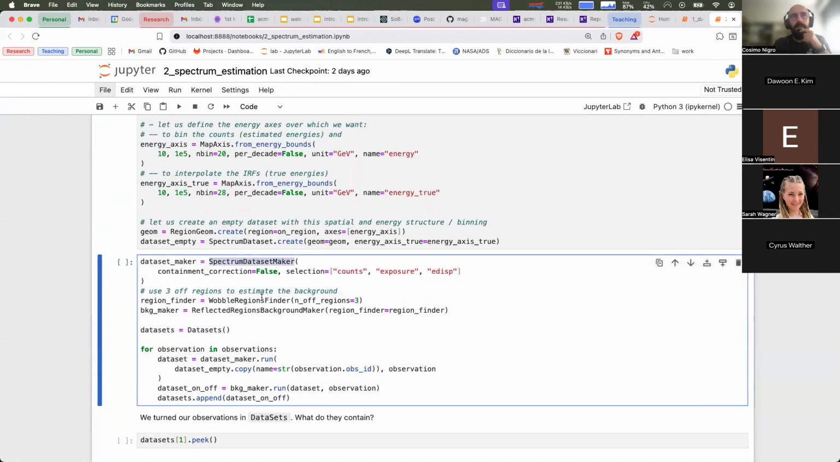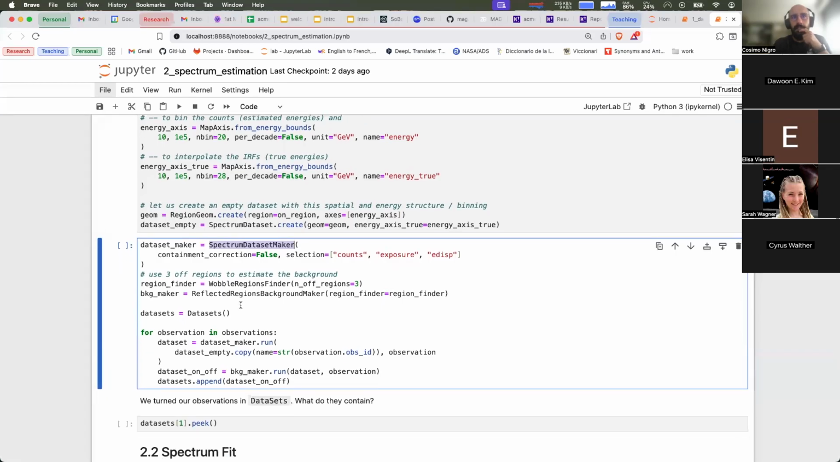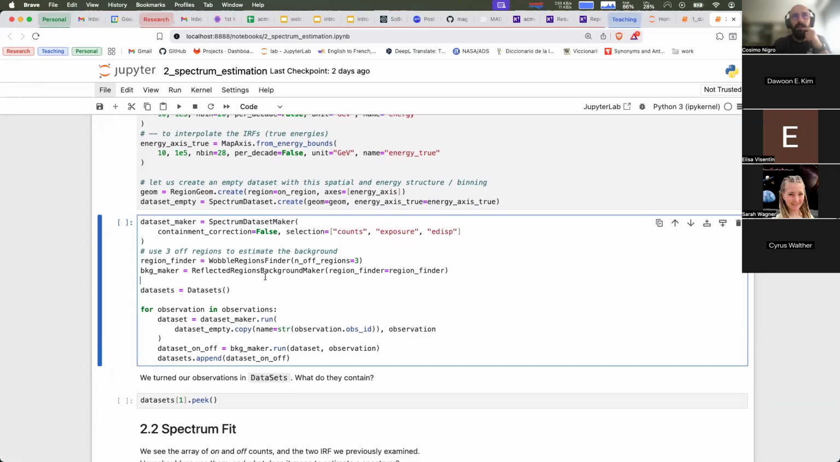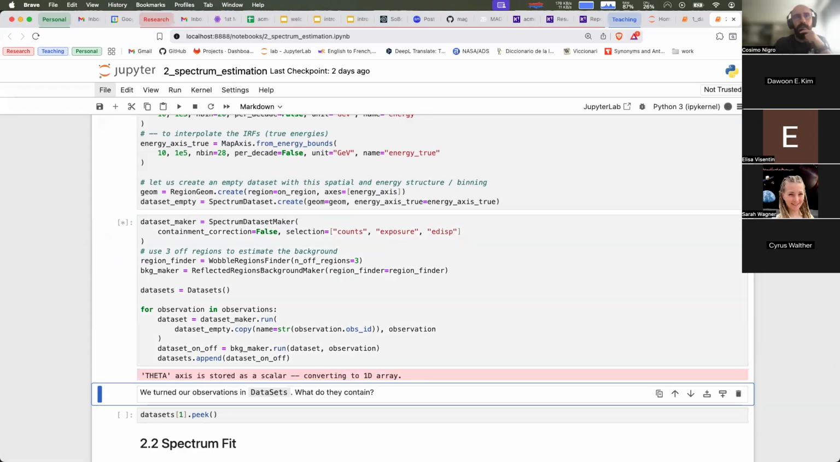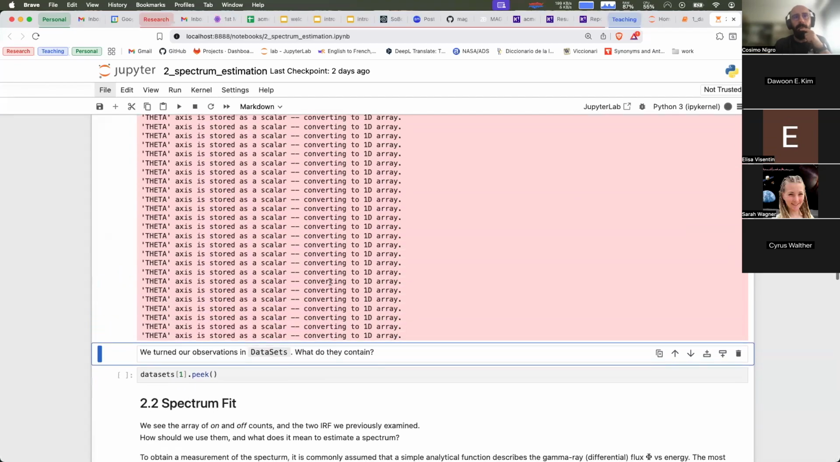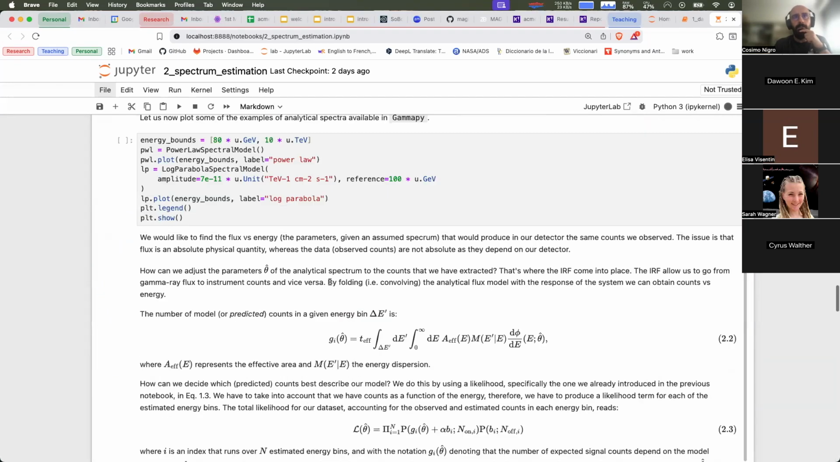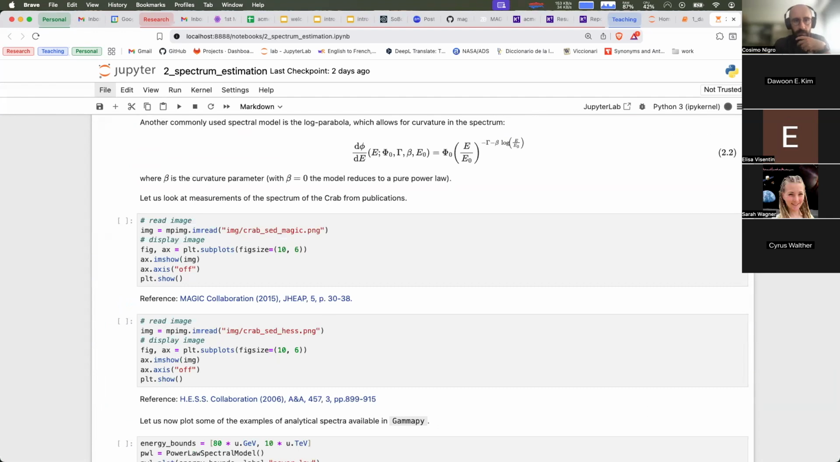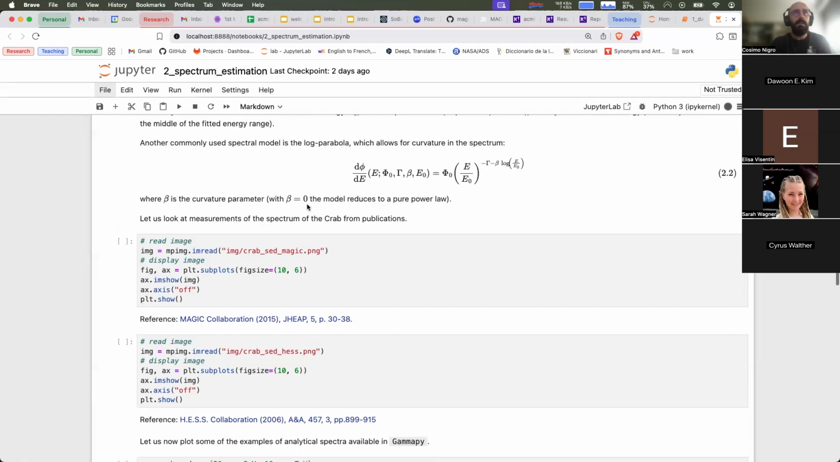Then we have the dataset maker that will create the dataset. In this case, we can define the regions that we want to use, and the spectrum dataset maker will automatically generate the array of on and off counts, okay? There was also a question in the chat, I think. Very good question, why is the number of bins in the true axis... Guillermo is asking. I'll reply in a minute, okay, Guillermo?